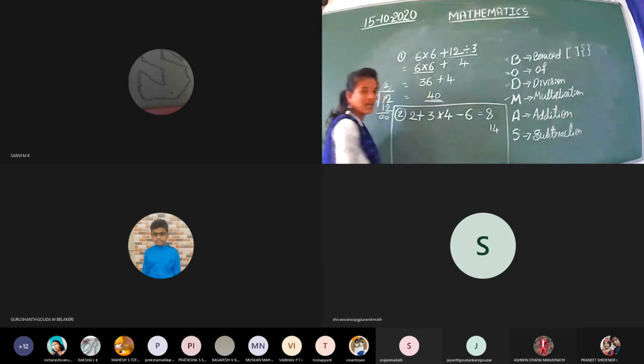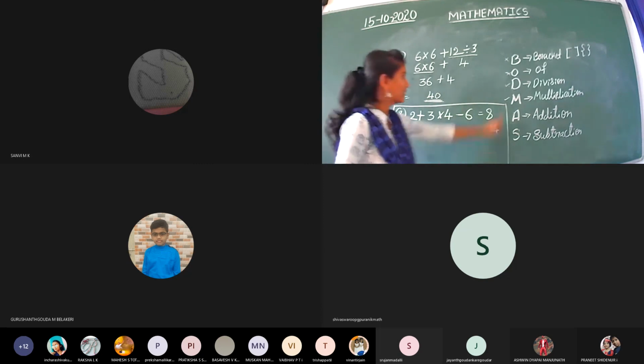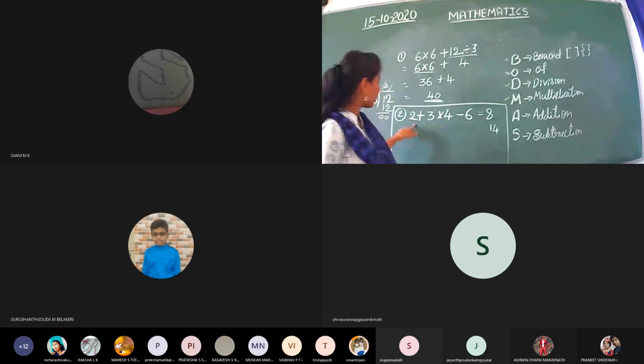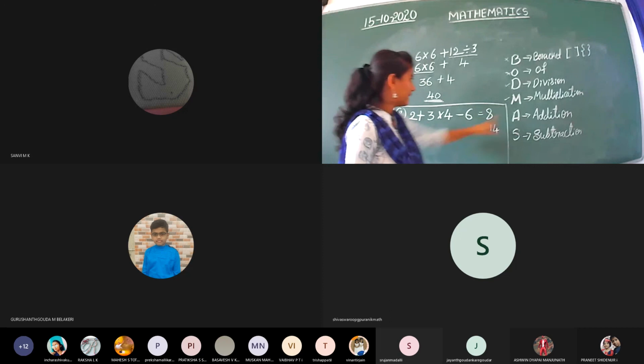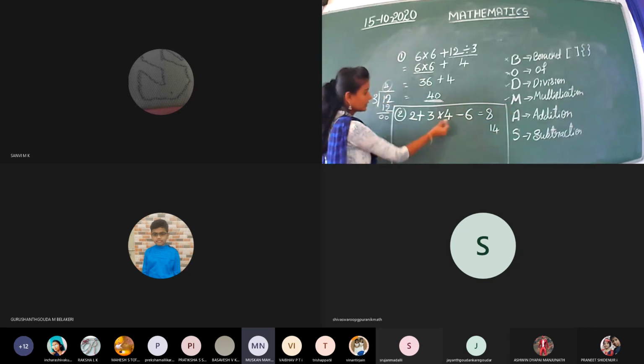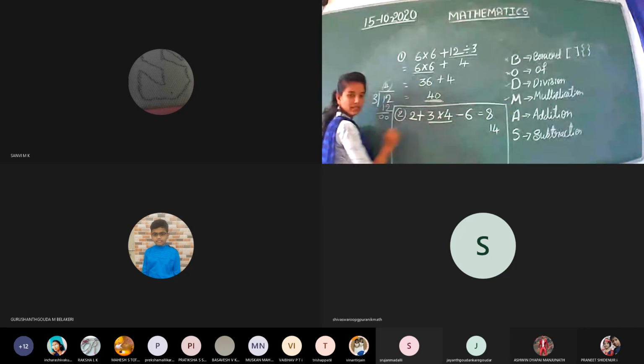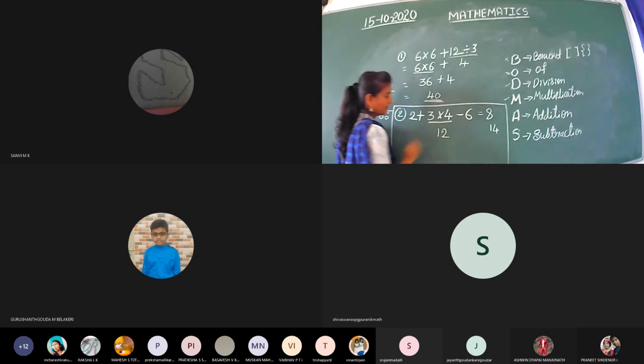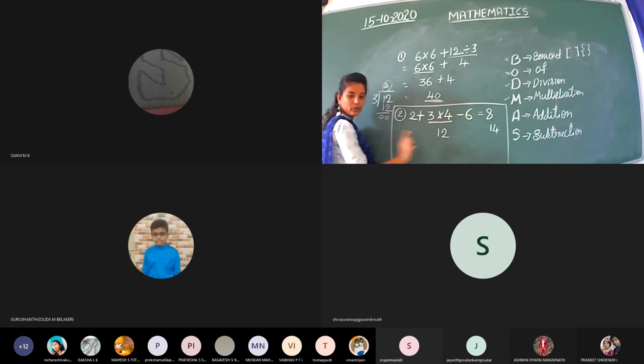Okay, see here, now I will check the answer. Someone has given 14 and the majority 8. Then see here, what is the BODMAS rule? What can we do first? Is division there in the given problem? No, leave that. Then multiplication is there. First do multiplication. 3 fours are 12. Write 12. Multiplication is over, then write the remaining as it is: 2 plus and minus 6.